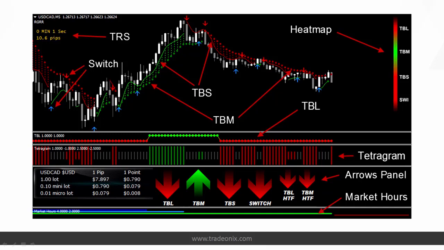On the left-hand side of the arrows panel, you can see there is a lot size indicator. We can determine how much one lot of this particular currency pair is going to be worth. One lot, in this case, is going to be worth $7.90 per pip. Now we can change that. It doesn't have to be one lot. We're not always going to be trading one lot. You might be trading half a lot or 2.8 lots. You can make that adjustment in the system, and you can change the lot size to reflect what you're trading.